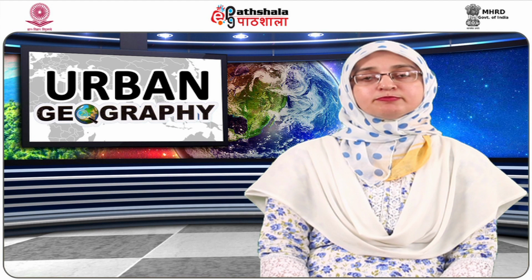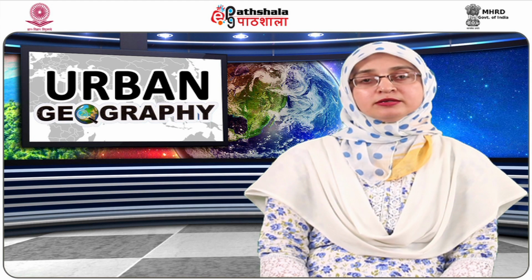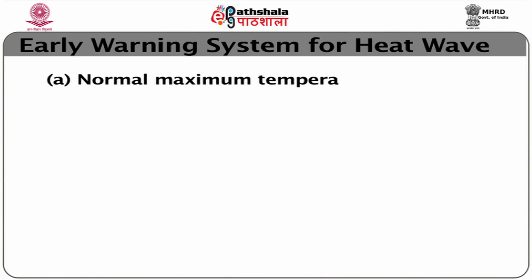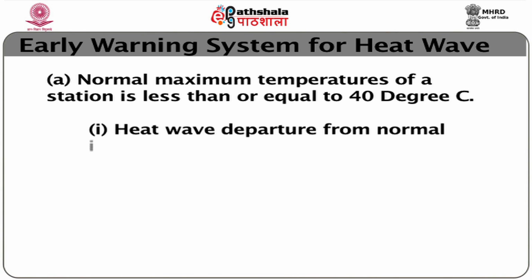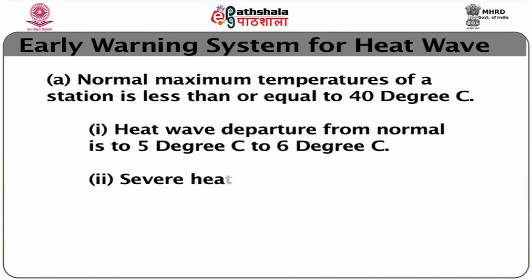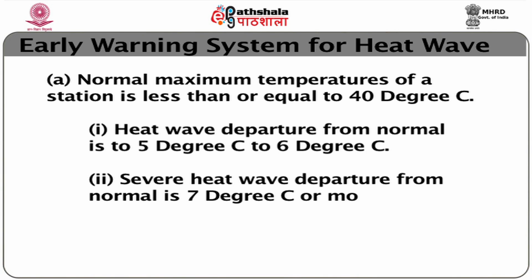Indian Meteorological Department, that is IMD, declares heat wave when A. Normal maximum temperature of a station is less than or equal to 40 degrees Celsius. Number 1, heat wave: departure from normal is 5 degrees Celsius to 6 degrees Celsius. Number 2, severe heat wave: departure from normal is 7 degrees Celsius or more.